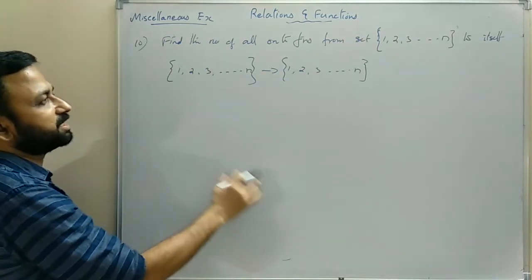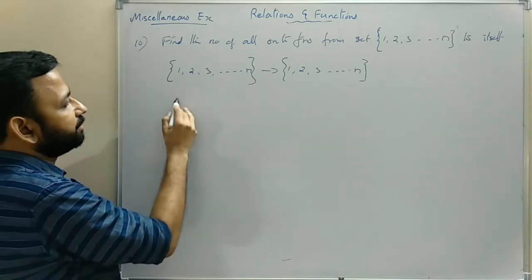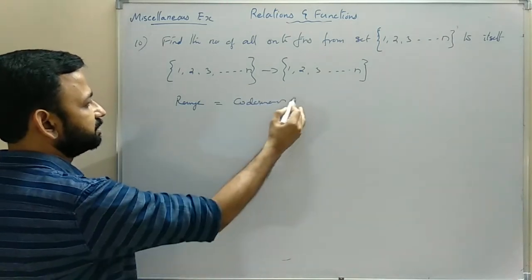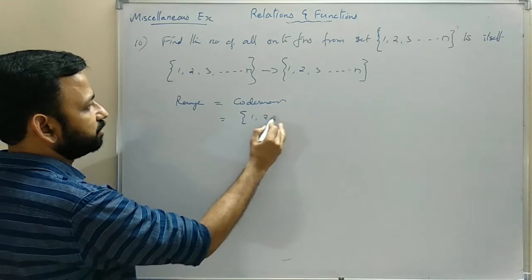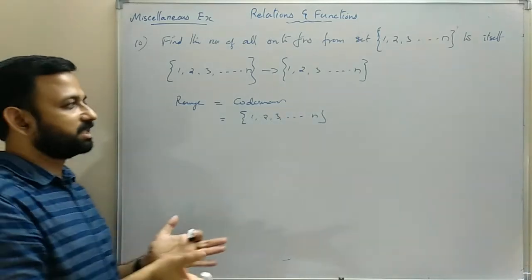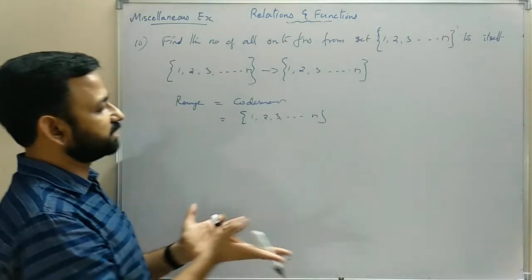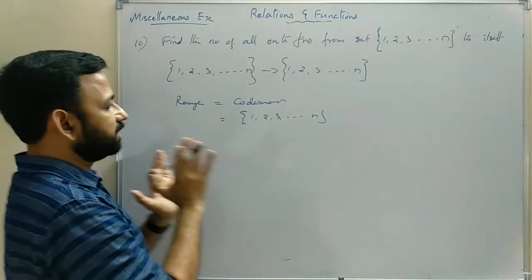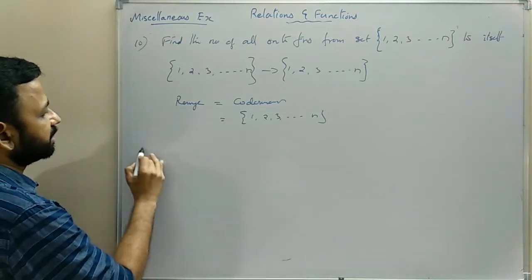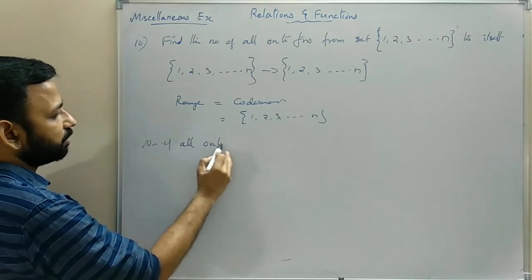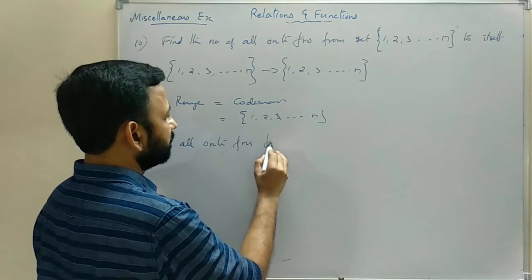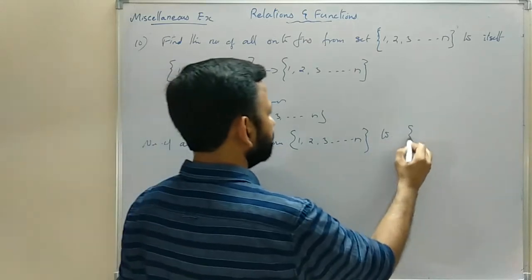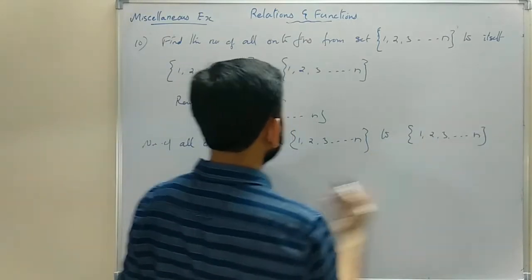In onto functions, range is equal to codomain. The codomain is the set {1, 2, 3, ..., n}. Here the domain is the set {1, 2, 3, ..., n}, and the range is also the set {1, 2, 3, ..., n}. Then we need to find the number of all onto functions from this set to itself.